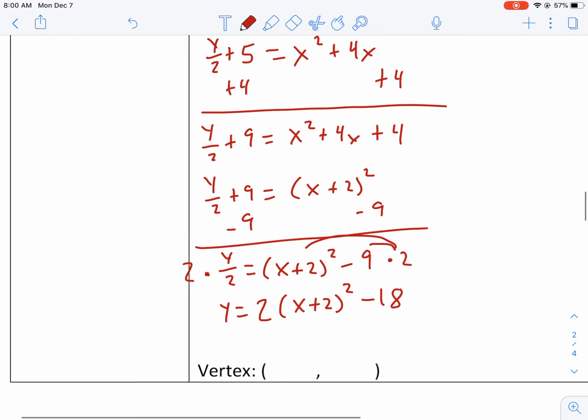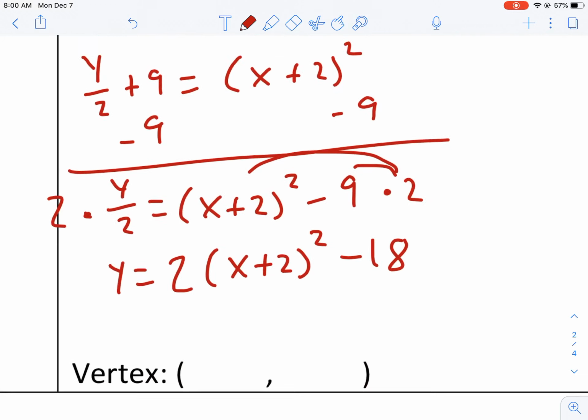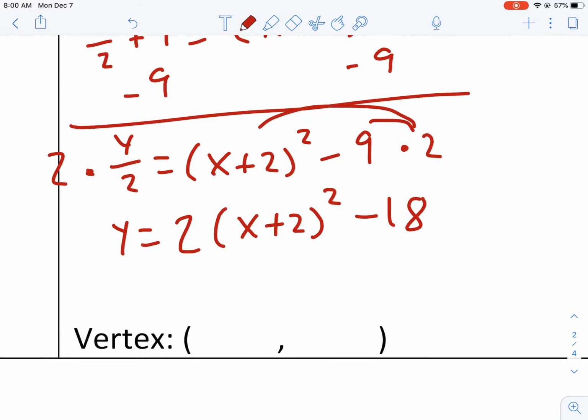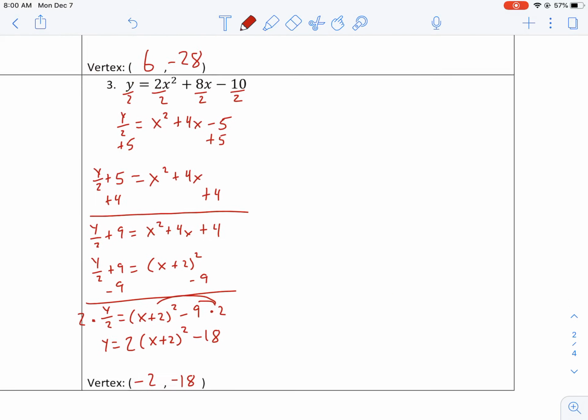So this is how you complete the square with an a value. That a value should end up being the same a value as right here. But that doesn't affect the vertex. So this value right here is plus 2, so we do the opposite. That becomes minus 2, and the k value is negative 18. So our vertex here is at negative 2 and negative 18. And that's how you would do this.